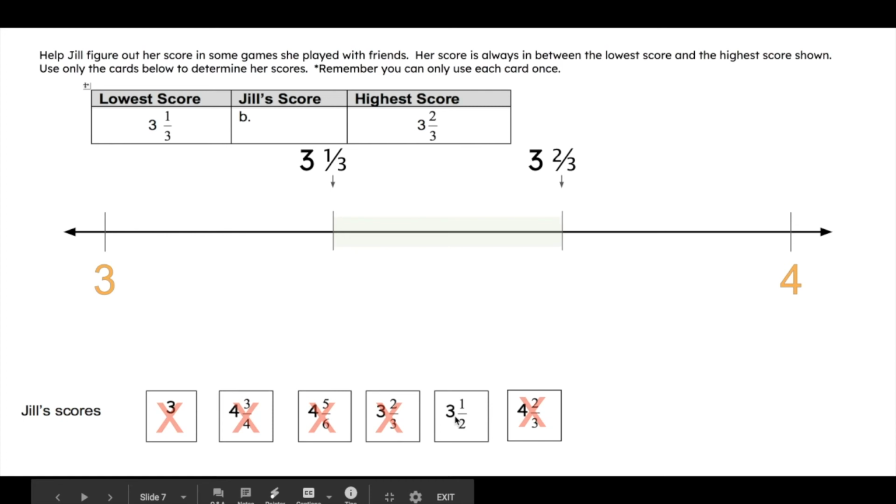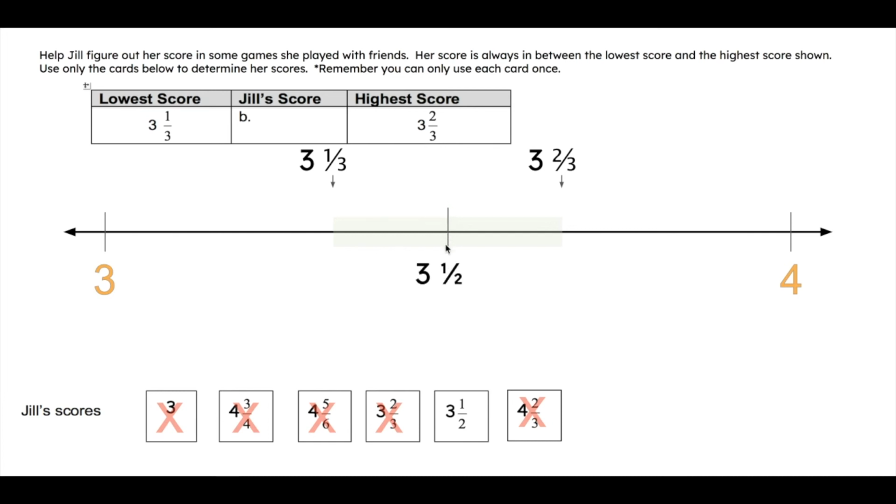Let's go ahead and get rid of these lines. I'm going to split this into 2 equal parts. We're just finding a half, okay? You know, half a candy bar, you're splitting it in half, 2 equal parts. Boom, right down the middle. Here's 3 1/2 right here. And of course, we know it's in the sweet spot. This is where Jill's score could be. It's the only correct answer possible. This one's good to go.